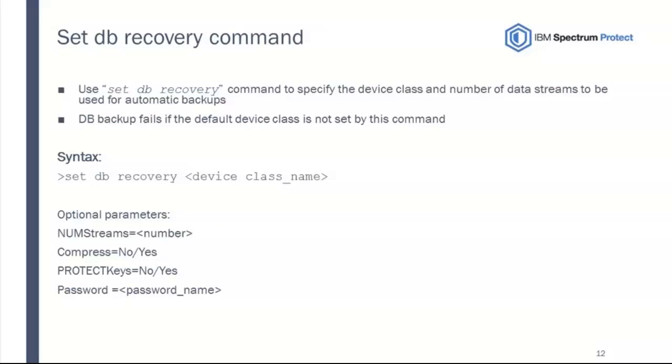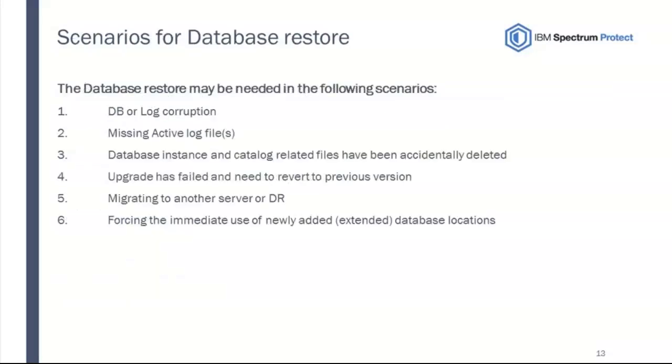So now moving to slide number 13. Here are some situations when we may be required to run the database restore. The first condition is when the Spectrum Protect server DB or log file has been corrupted. In this case, TSM won't start, so you need to run the DB restore to bring up the TSM server.